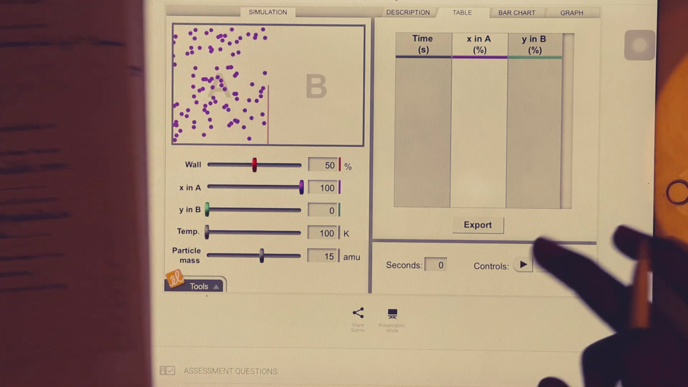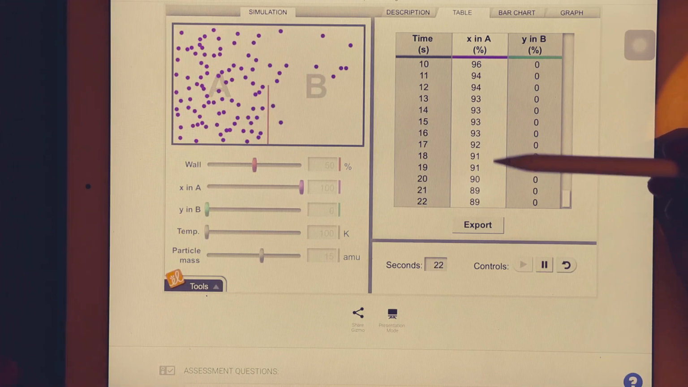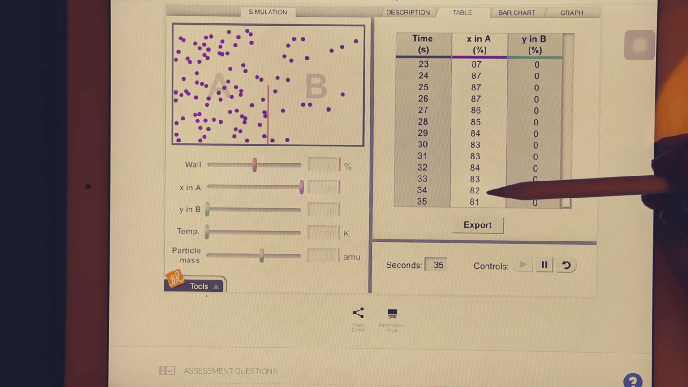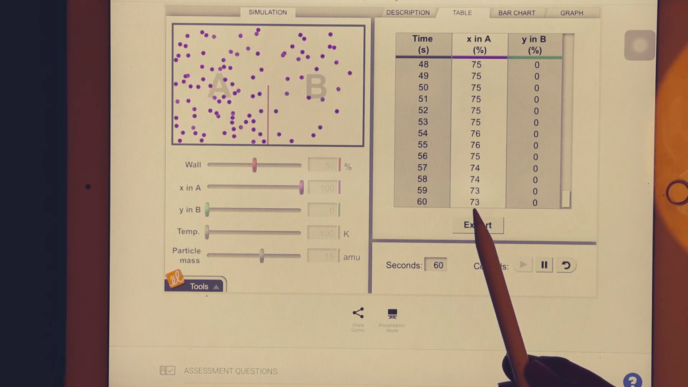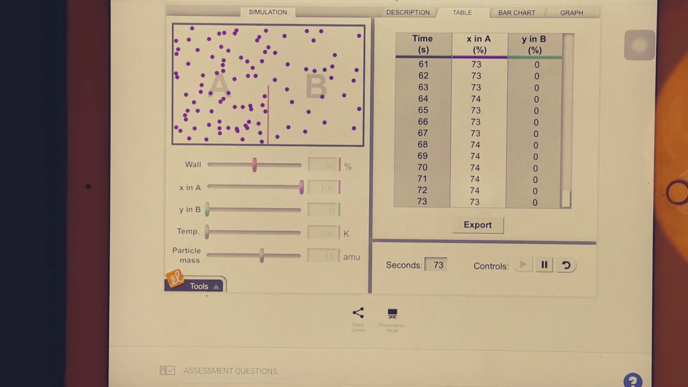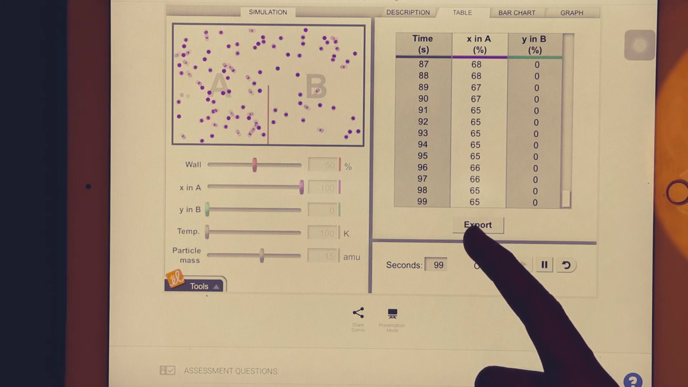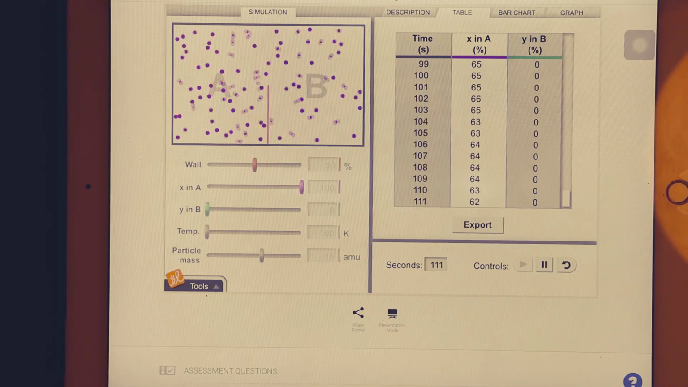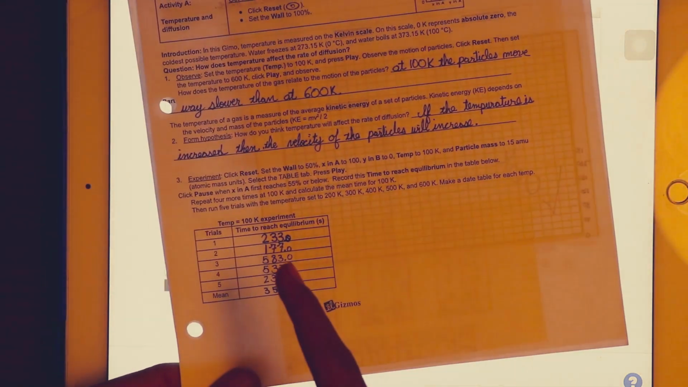And press play. Now, what you're going to look for is about when this percentage is 55% or lower. So we're looking 75, 74, 73. It's getting there. It's taking a little while, but it's getting there. 68, 67, 65. And once it reaches 55 or under, you're going to write it in this graph.